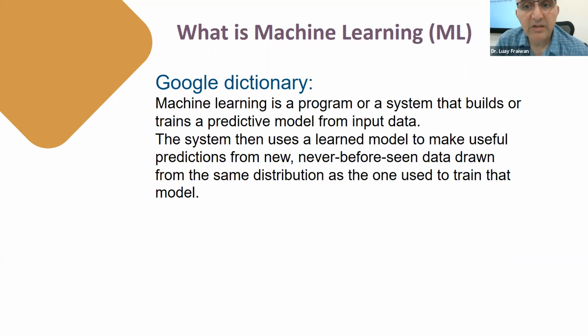Now, as my field is related to machine learning, if you go to Google Dictionary and look for what the word machine learning means, let me just read it word by word for you. Machine learning is a program, a software, or a system that builds and trains a predictive model from input data. It means you have to build something. The system then uses the learned model to make useful predictions for new, never before seen data drawn from the same distribution as the one used to train the model.